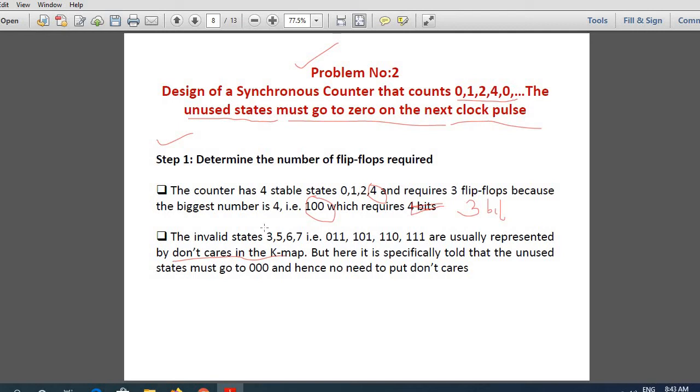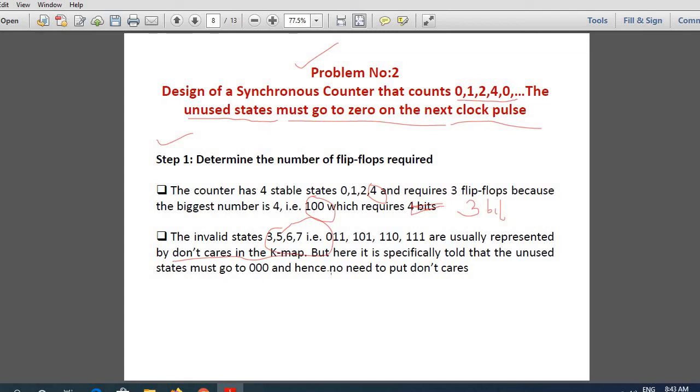If a counter design has some invalid states. Invalid state means that using 3 flip-flops you can actually have 2 raised to 3, 8 states, but you are utilizing only 4 states here. The remaining 4 states you usually consider as invalid states, and you usually represent them by don't cares in the K-map.